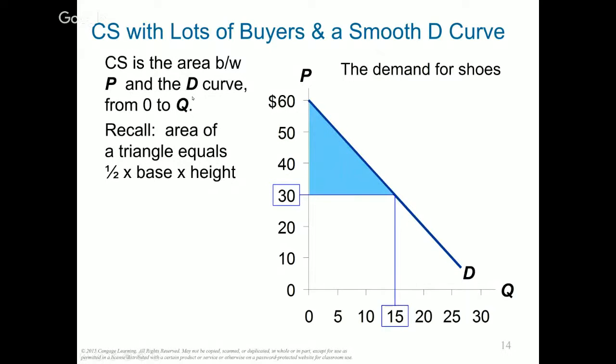And remember, to find the blue area, or to find the area for a triangle, is what? Base times height over 2. Now, obviously, it's hard to know which one's base, which one's height. So what you want to do, use the vertical distance. So this distance over here from 30 to 60 times the horizontal distance from 0 to 15, and then divided by 2. That will be the consumer surplus. Okay, so that's for consumer surplus.